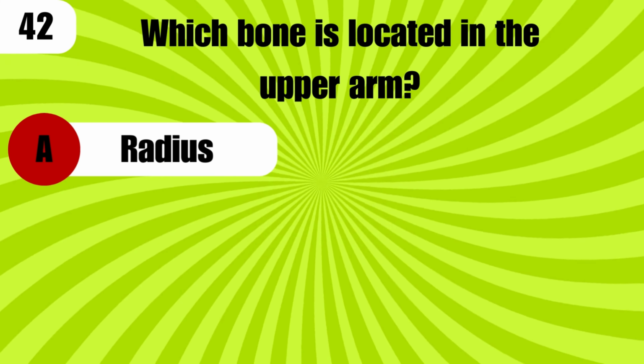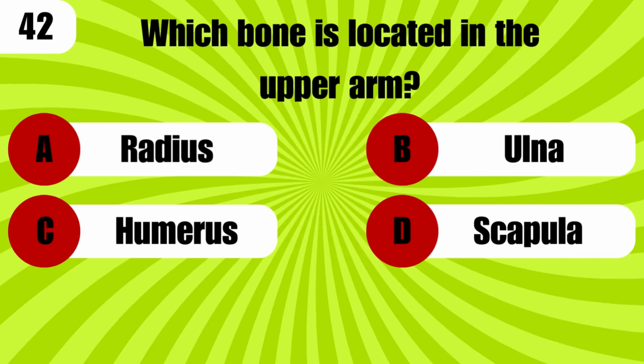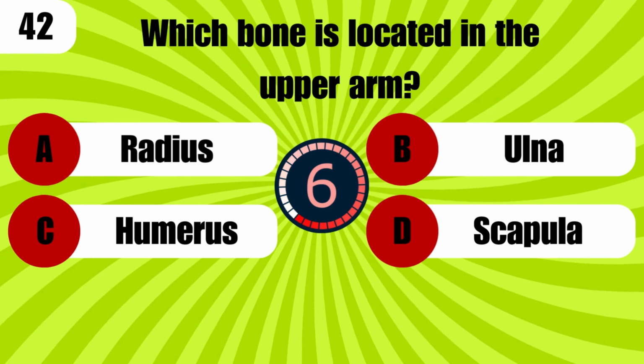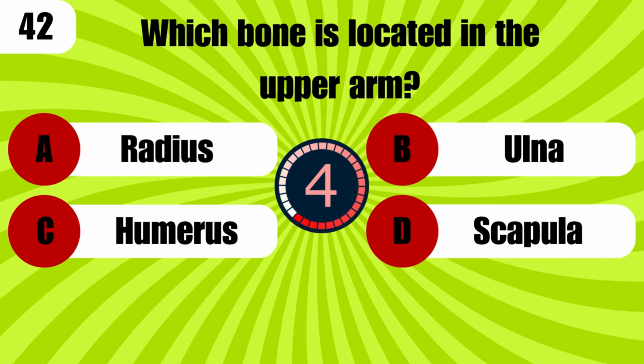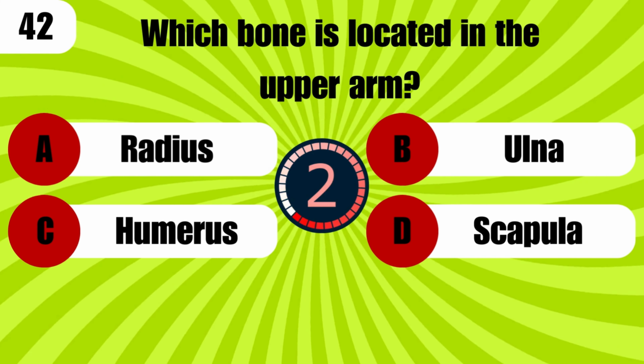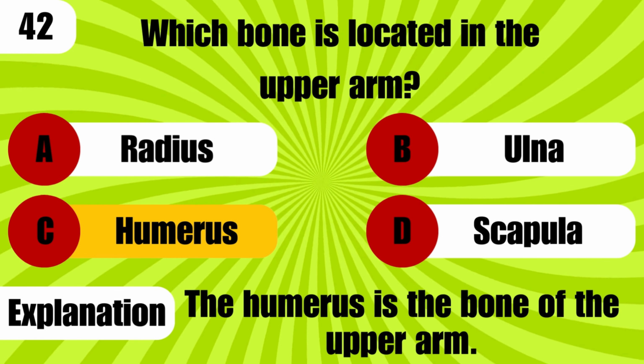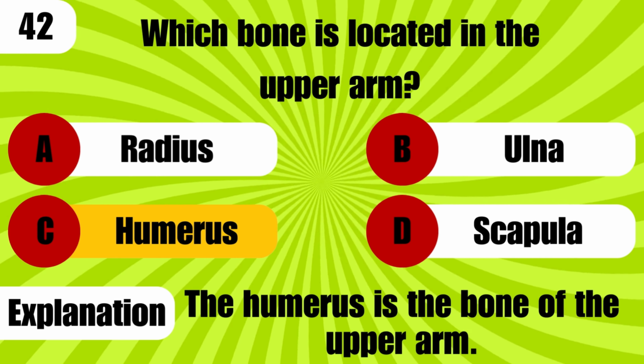Which bone is located in the upper arm? Option A radius, ulna, humerus, scapula. The right answer is humerus. The humerus is the bone of the upper arm.